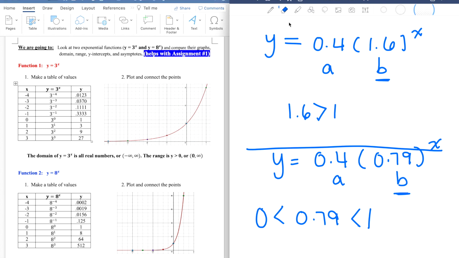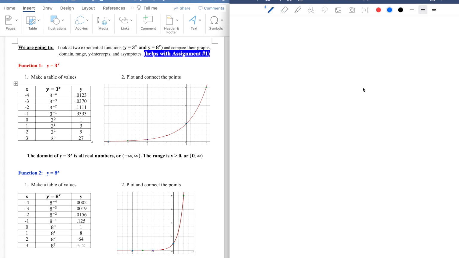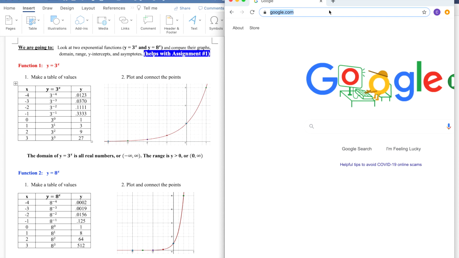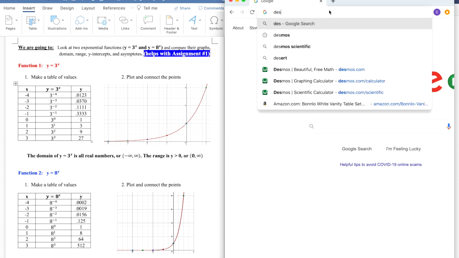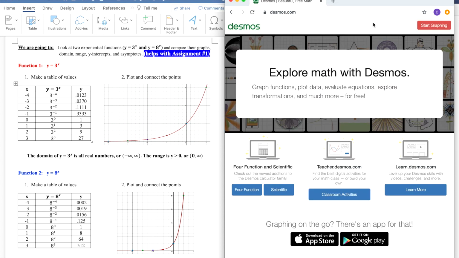I know you guys don't have a calculator that will help you do the exponent, so what I'm going to do is have you guys use a website called Desmos. So desmos.com is basically an online calculator. So I was going to put online calculator, desmos.com. You're going to get this website.